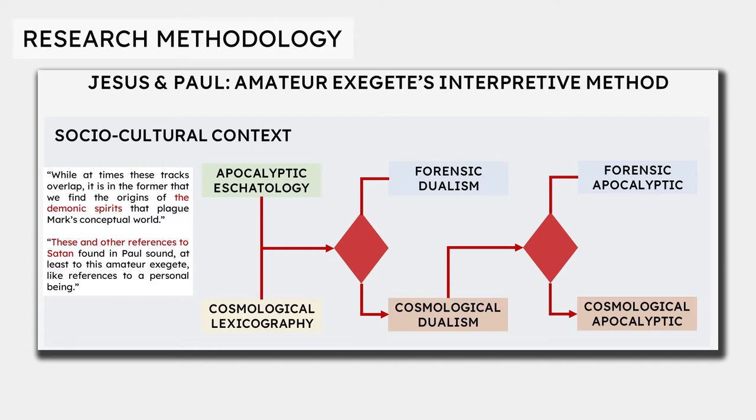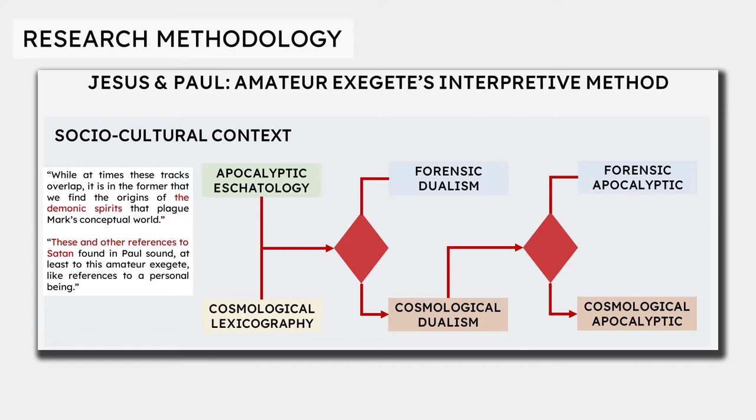Well, if we move back up the flowchart, we can see that he previously had to decide if Jesus and Paul held a forensic dualism, attributing evil and sin to humans, or a cosmological dualism, attributing evil and sin to supernatural evil beings. Ben concluded that Jesus and Paul held a cosmological dualism. So how did he reach that conclusion?